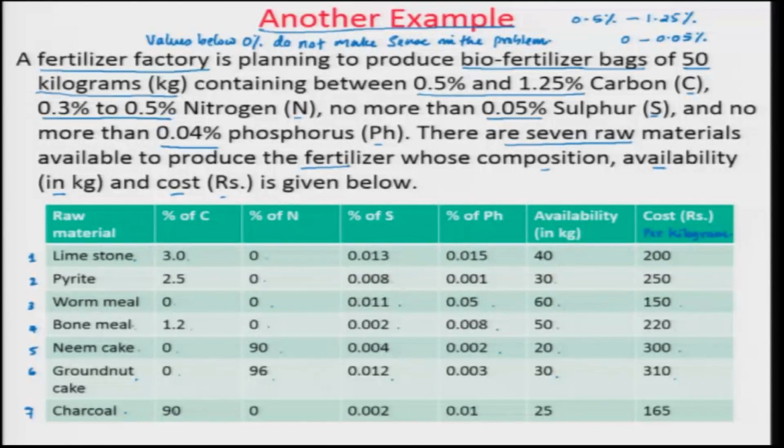And then the final raw material is charcoal with 90% carbon, 0% nitrogen, 0.002% sulfur, 0.01% of phosphorus, 25 kilograms is available at 165 rupees a kilogram. So the aim is to pick from the 7 raw materials a combination, or by itself.